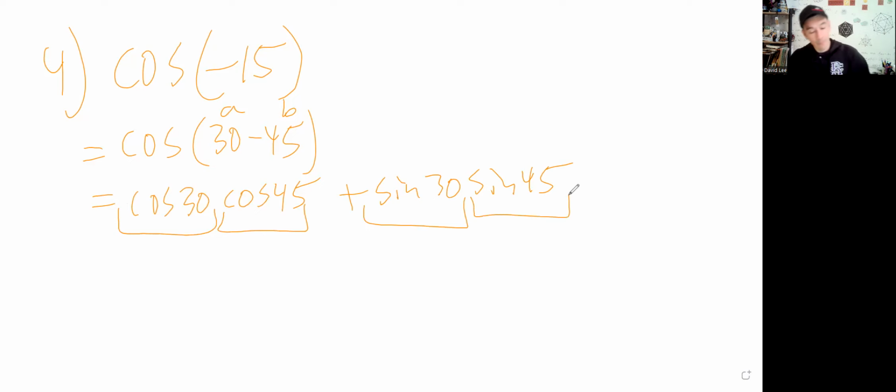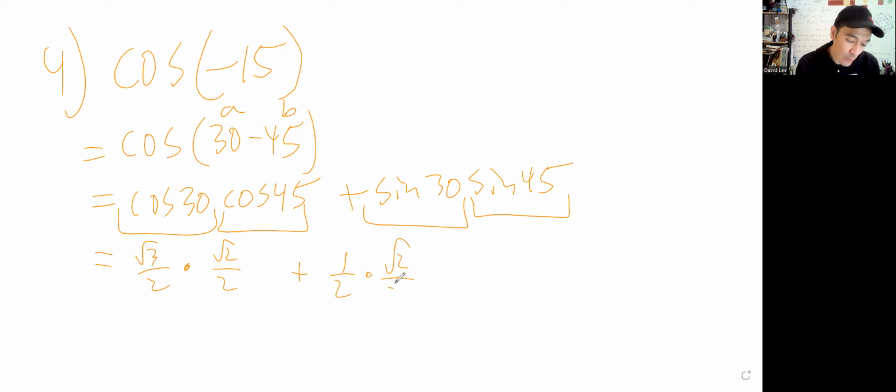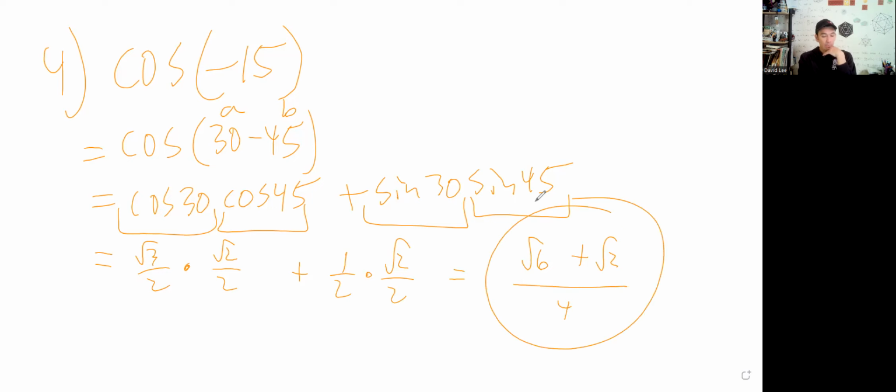Based on the unit circle, cosine of 30 would be square root 3 over 2, multiplied by cosine 45, which is square root 2 over 2. Then plus sine 30, which is 1/2, times sine 45, square root 2 over 2. Type that into your calculators or just jot down what the answer would be. This guy right here: square root 6 plus square root 2, all over 4. Common denominator of 4.